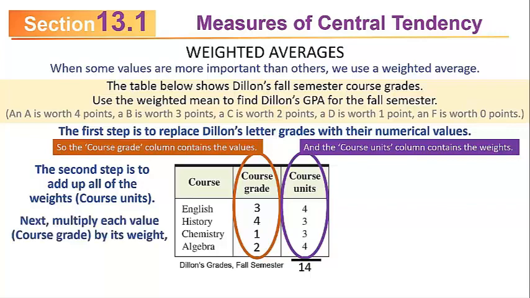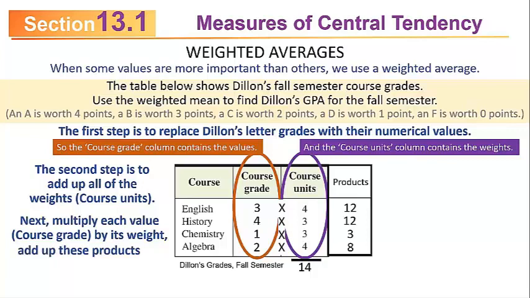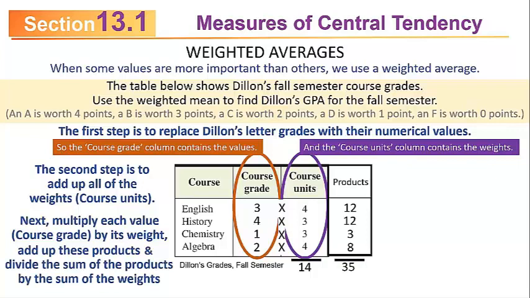Next, you want to multiply each value, the course grade, by its weight. So you get 3 times 4 in the first row, that's 12. 4 times 3 in the second row, that's 12. 1 times 3 is 3 in the third row. 2 times 4 is 8 on the fourth row. And then you want to add those products up. 12 plus 12 plus 3 plus 8 is 35.